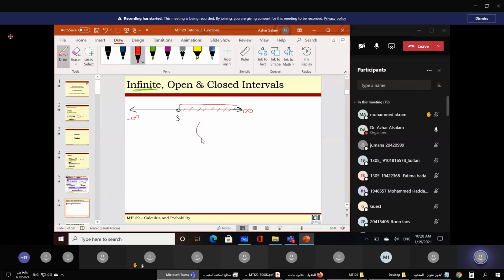Of course, this will be open since the circle here is not closed, not colored. Open from 3 until infinity, like that. This is an open interval, but it's infinite. Open from the left and infinite. Infinite interval. And if it's closed like that, it will be a closed interval like that. Okay? And of course, from the left, like that.